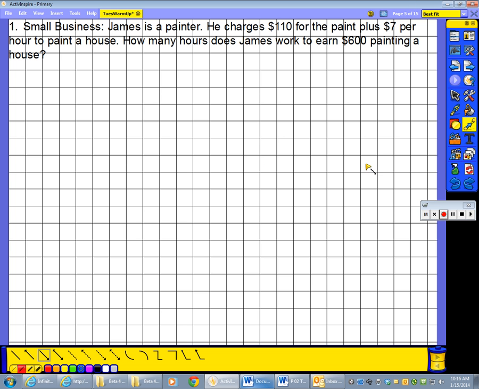Here's the first problem. James is a painter. He charges $110 for the paint plus $7 per hour to paint a house. How many hours does James work to earn $600 painting a house?